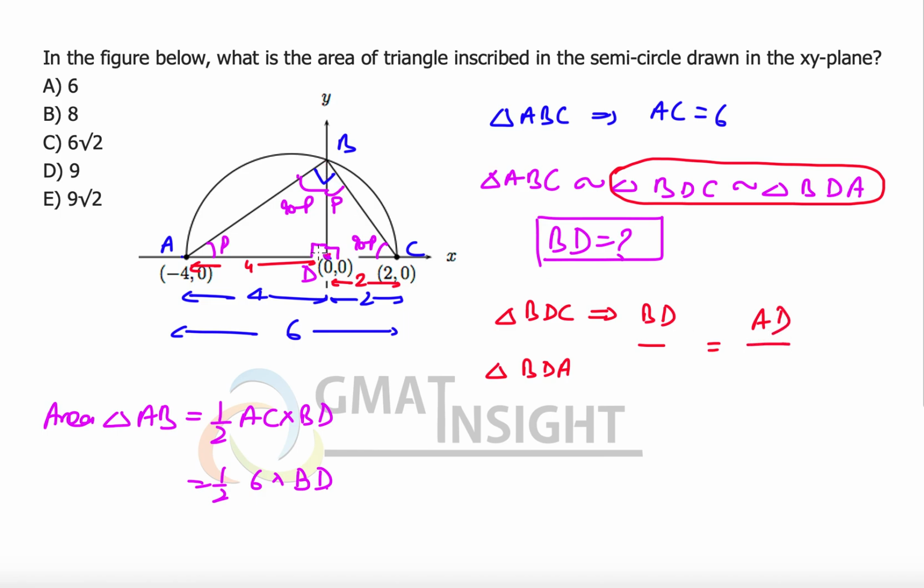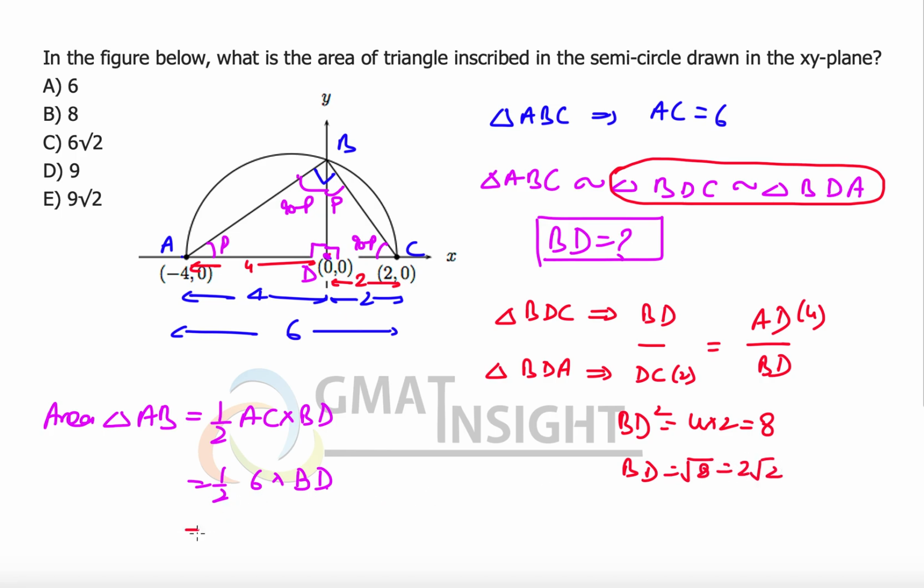Now, BD is the side in this triangle which is opposite to angle P. So the side opposite to angle P in the other triangle will be DC. So for this triangle, the corresponding side will be DC, and AD is the side opposite to angle 90 minus P, while in this other triangle, the side opposite to 90 minus P will be BD. So that way we can say that BD squared will be equal to AD multiplied by DC, while AD we know is 4 units and DC we know is 2 units. So BD squared is equal to 4 multiplied by 2, that is equal to 8. So BD can be calculated as square root of 8, which is 2 root 2.